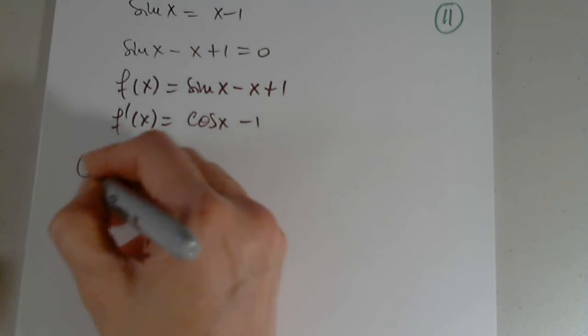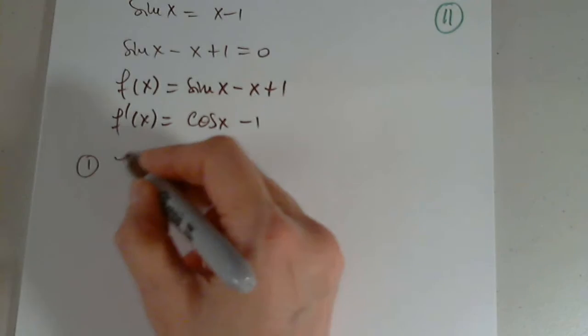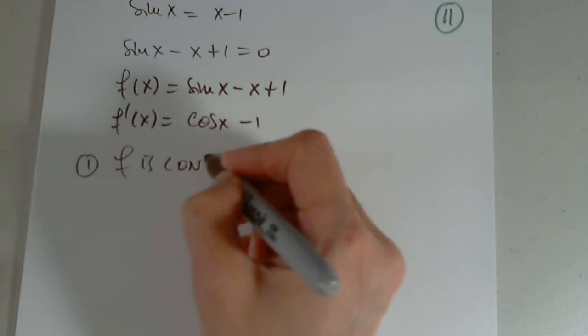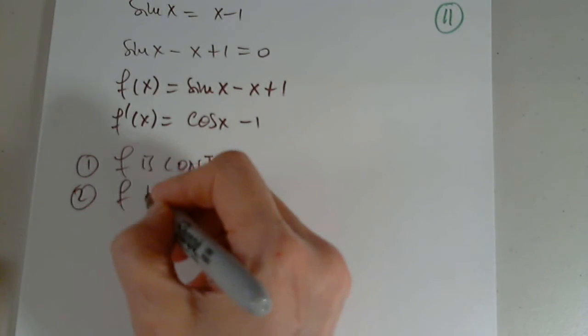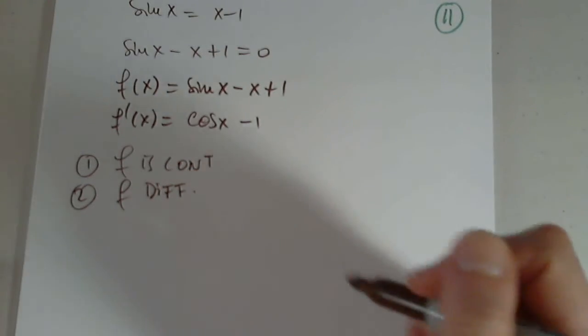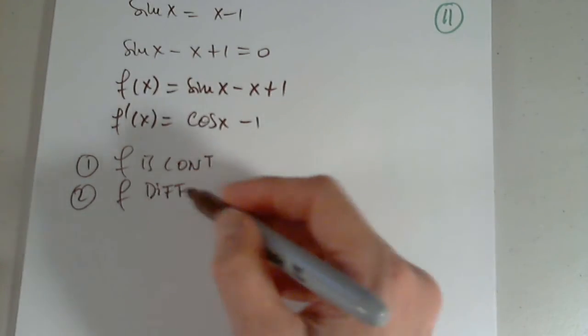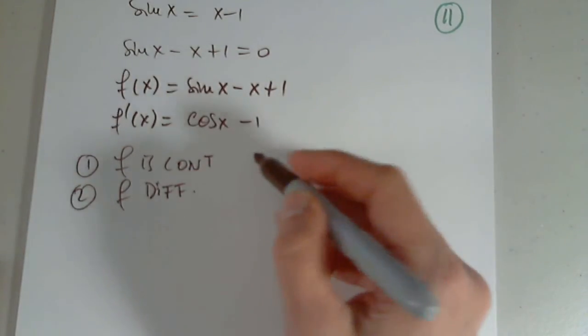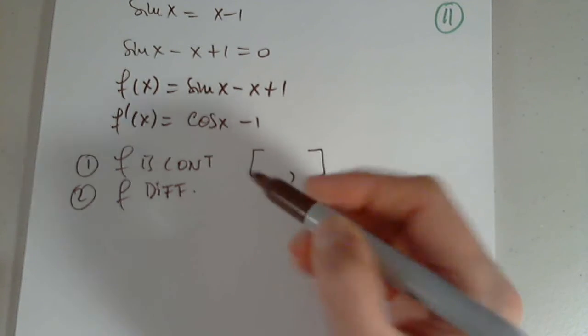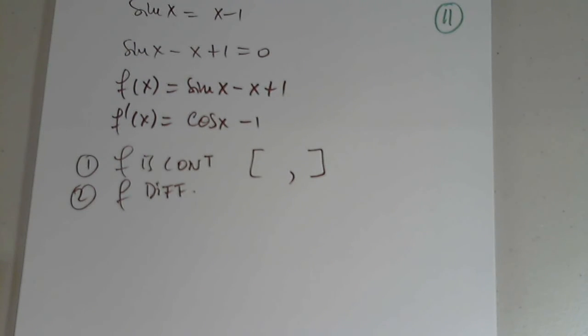And we have to say, number one, that the function is continuous and differentiable. I really don't need the differentiable part. I only need the continuous, but I need to find the interval and show that it changes sign.